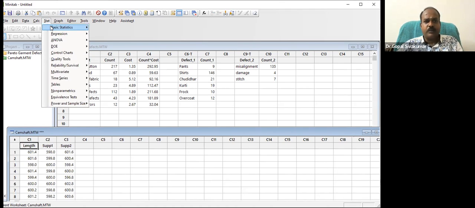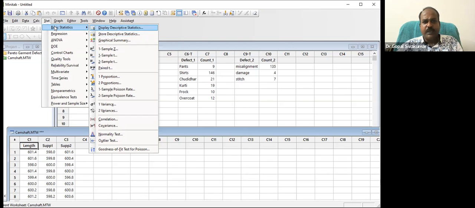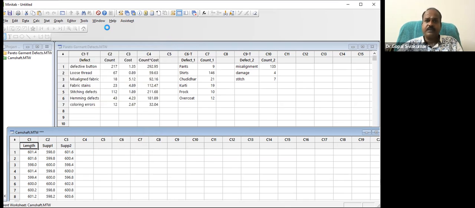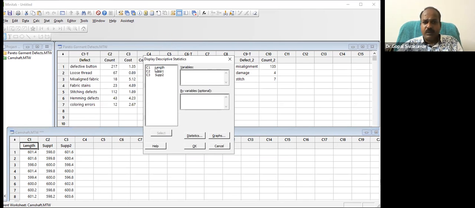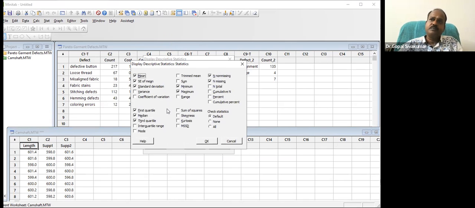I'll go to Stat, Basic Stat. Can you see Display Descriptive Statistics, all of you? Click that. Now, for which variable do you want to calculate descriptive statistics? Length is the variable. What statistics do you want to calculate? Do you want to find the maximum length, or the minimum length? For that, you click Statistics. Look here, how many statistics are there? Let me unselect everything first. Whatever is known to us, we will select and calculate, because only then will we be able to use it.